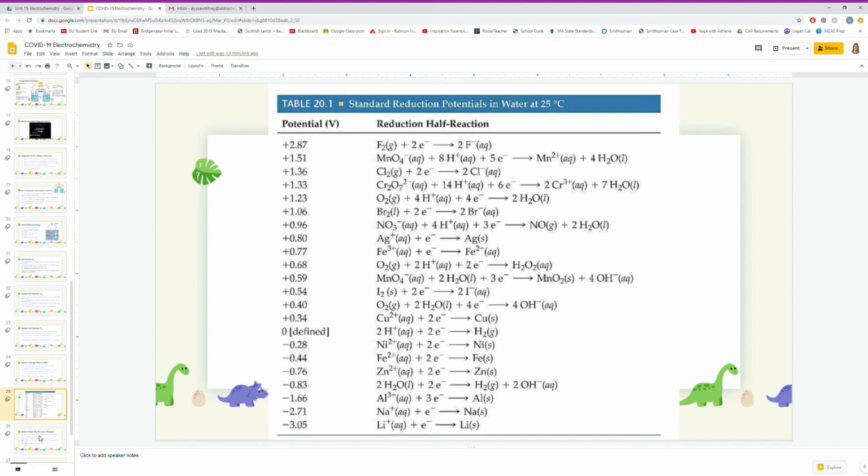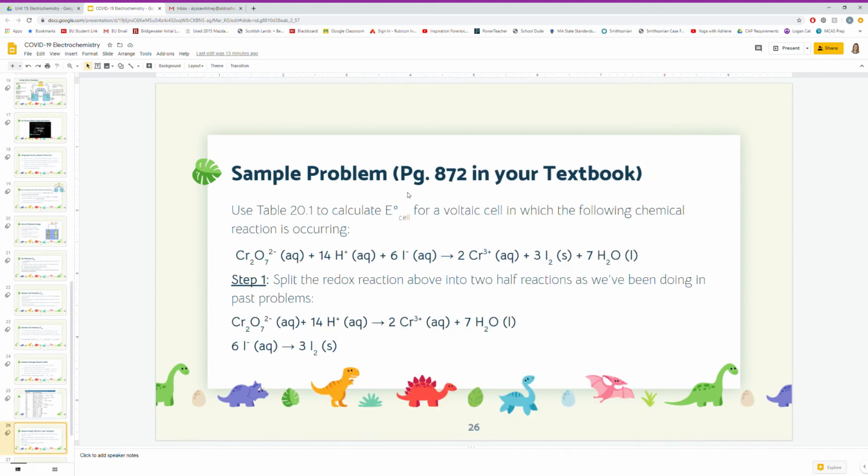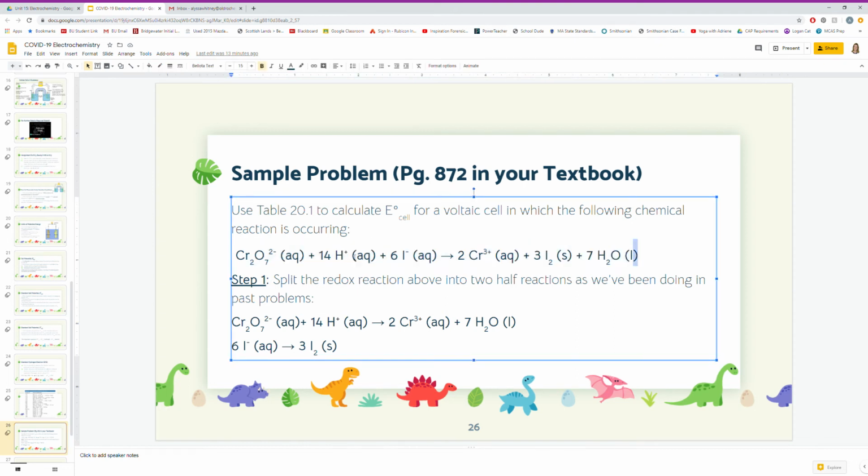All right, so I think this will all kind of sum together in this sample problem. And by the way, you can find it on page 872. I took it right out of your textbook. So the question reads, use table 20.1 to calculate E0 cell for a voltaic cell in which the following chemical reaction is occurring. Your first step, so this is the complete reaction. I did do a mental check of the charges on both sides as well as the number of atoms on both sides. Everything balances. You should also always check that.